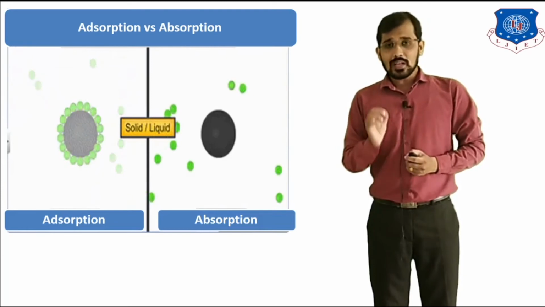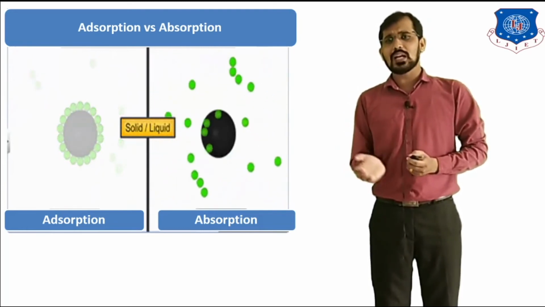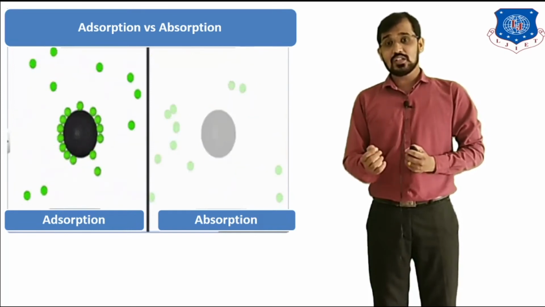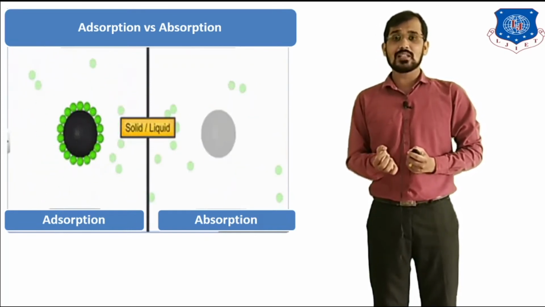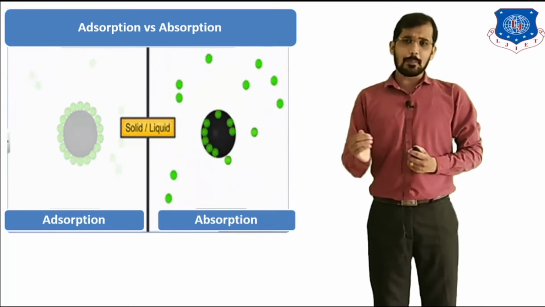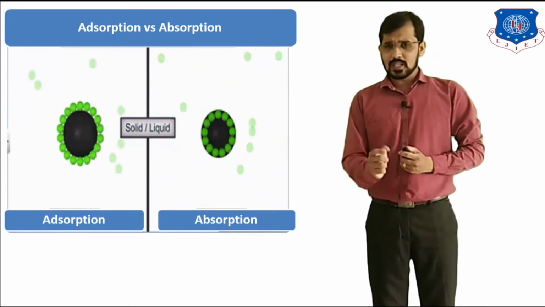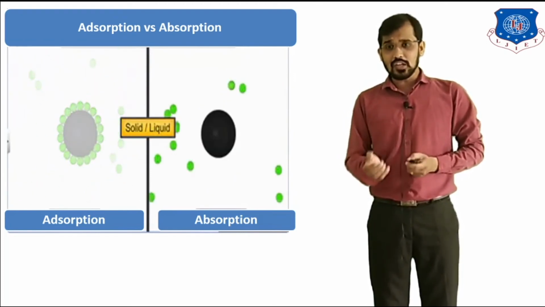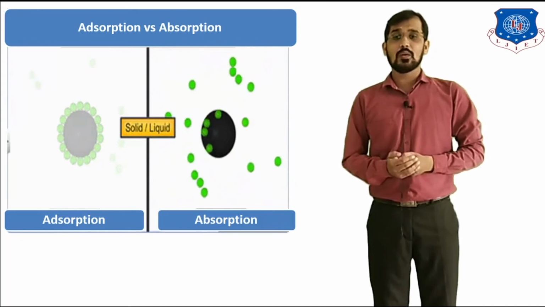The substance that accumulates over the other substance is known as the adsorbate, and the substance on which it accumulates is known as the adsorbent. On the other side, you can see the substance penetrating into the other substance. The substance which is penetrating is known as the absorbate, and the substance in which this penetration takes place is known as the absorbent.